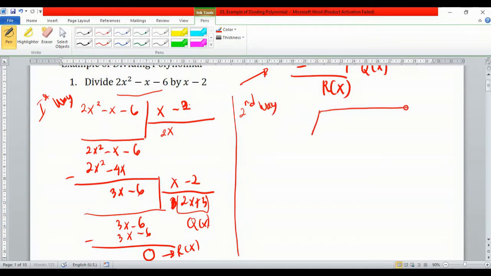So you can choose which way you want to use. You just put the P(x), 2x squared minus x minus 6, inside, and then you put the divisor here, x minus 2. Then you need to think what to multiply to make the P(x) term zero. So you multiply x by 2x, so it's equal to 2x squared minus 4x. So you need to subtract, and this result is 3x minus 6.